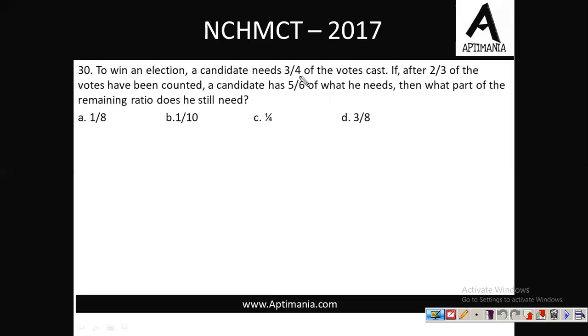Okay, so moving to last question of this math section of this 2017 NCHM paper. So to win an election, a candidate needs 3/4 of the total votes cast. If after 2/3 of the votes have been counted, a candidate has 5/6 of what he needs. तो बेसिकली एक इलेक्शन को जीतने के लिए किसी एक पर्टिकुलर कैंडिडेट को टोटल वोट्स का 3/4 चाहिए होता है. फाइन. Now I am assuming that the total number of votes is 600x. Let us assume कि total votes कितने थे 600x थे. तो जीतने के लिए हमें कितना चाहिए 3/4 of this. Now 3/4 of 600x is 450x votes are required to win.